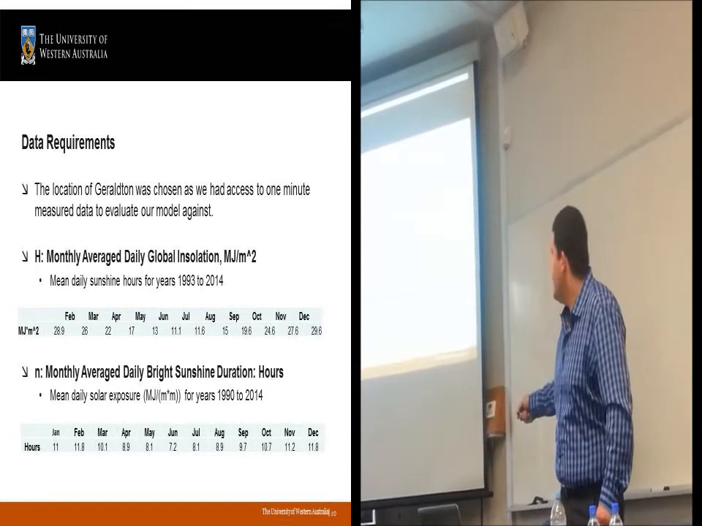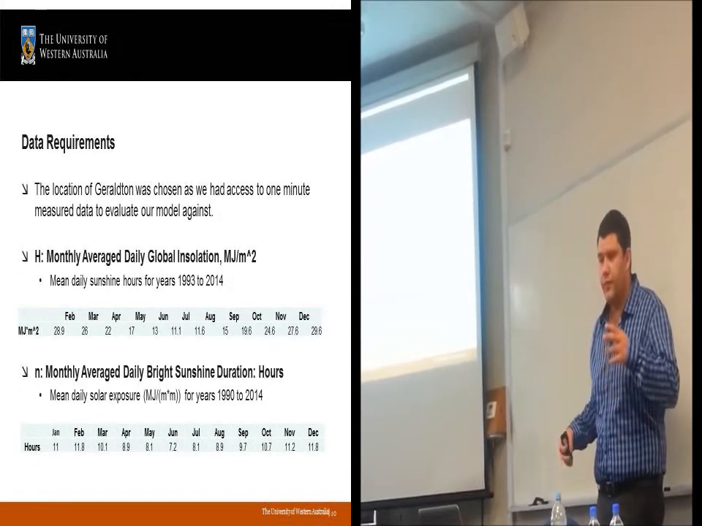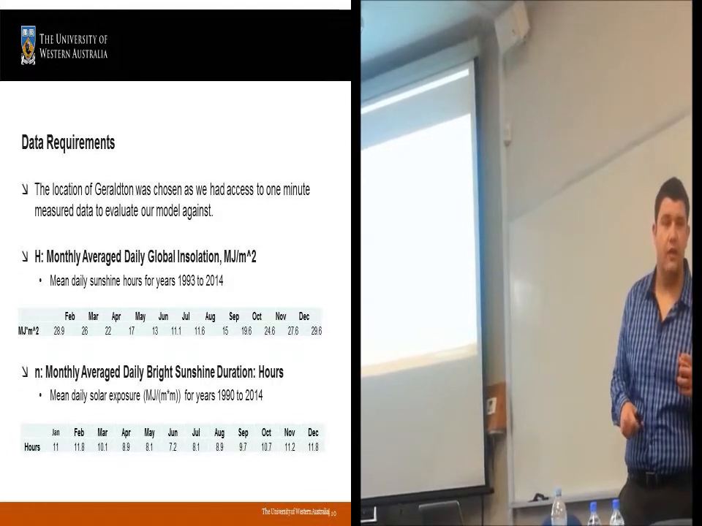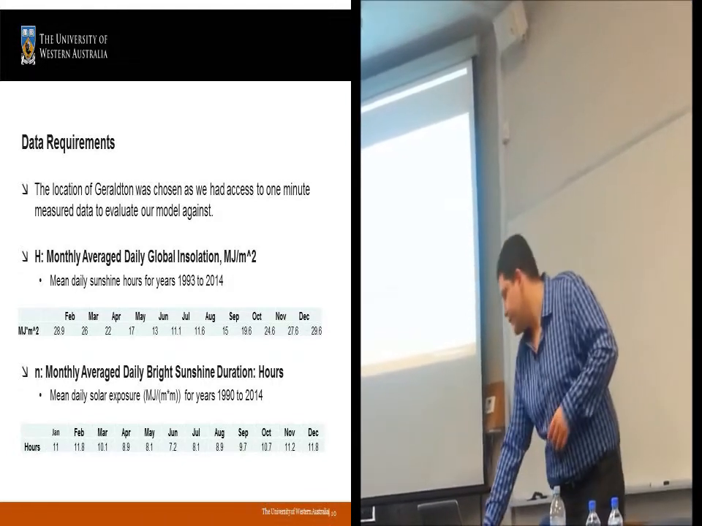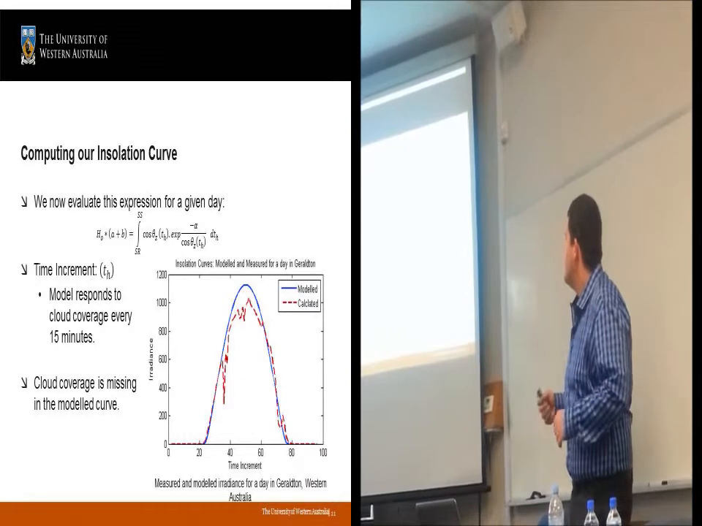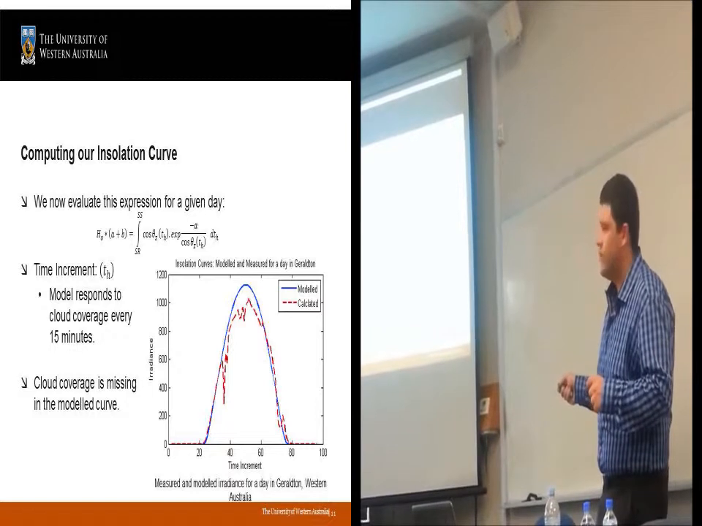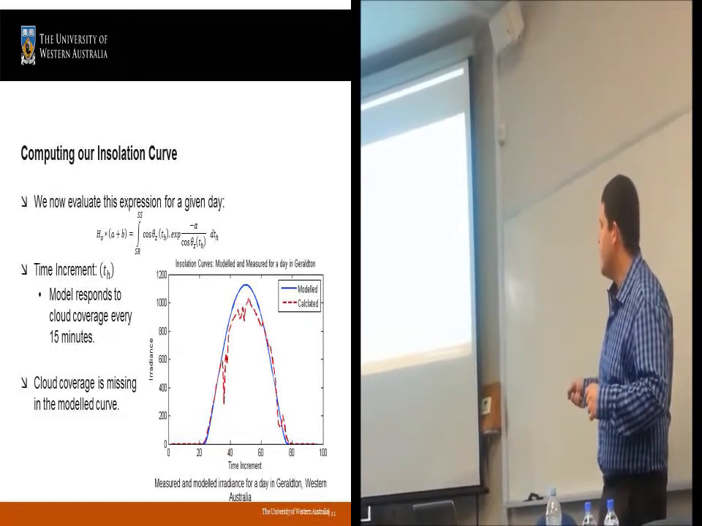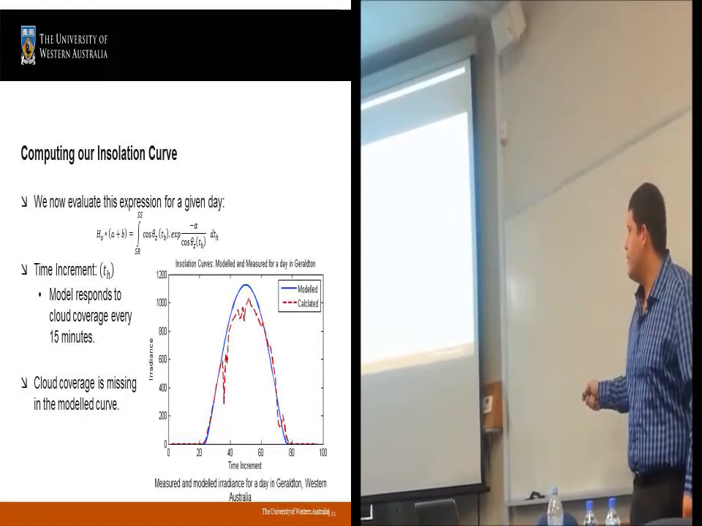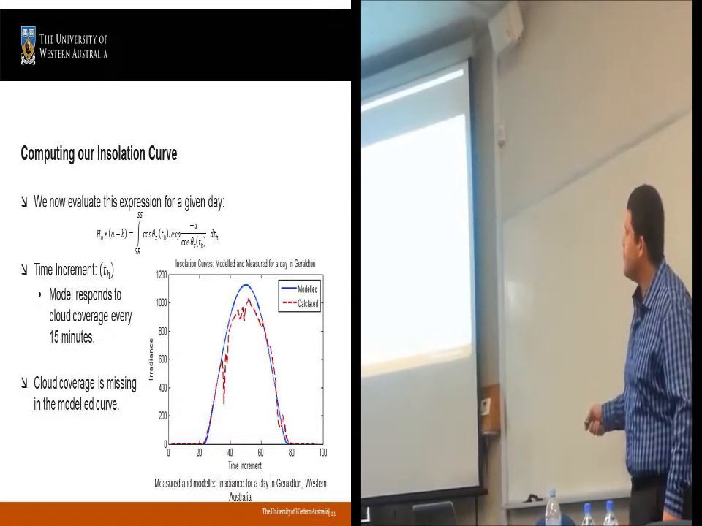And the monthly average daily bright sunshine duration hours is the average bright sunshine measured in a day over a whole month. Okay, so once we've got all these values, we can input this into our model, and we can generate these plots of irradiance over a day. And if we compare that to, for example, a day in Geraldton, we see it fits pretty nicely.